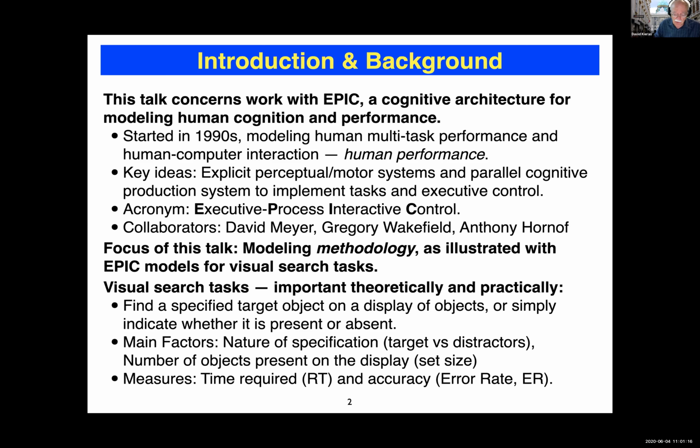It's pretty important both theoretically and practically. The idea is you show people a screen full of objects, and they have to find the specified target object in that display or just simply say whether it's present or absent. We vary the number of objects on the display and what distinguishes targets versus distractors. We measure the time required and the accuracy.